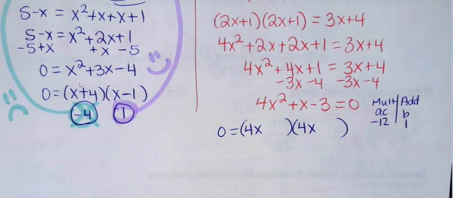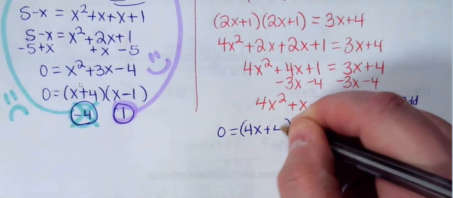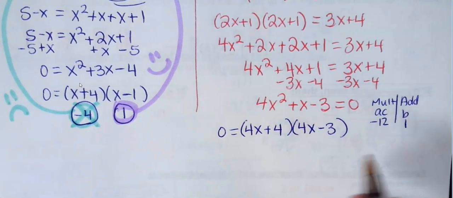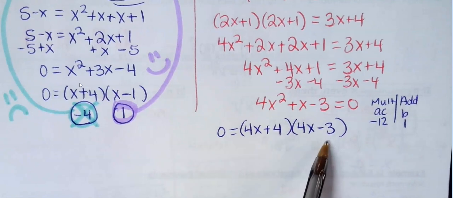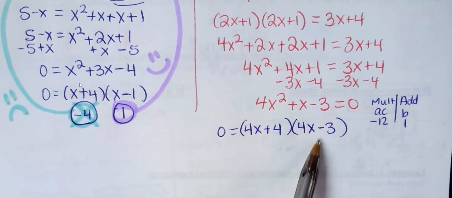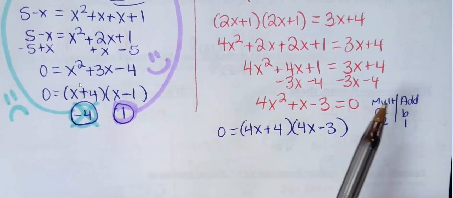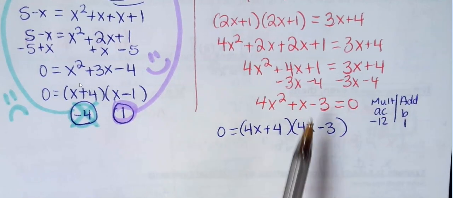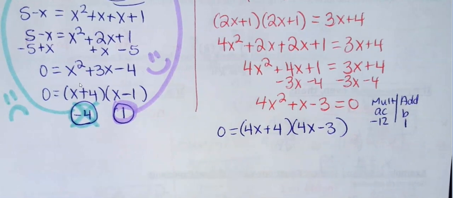Now, two numbers multiply to get negative 12 and add to get 1. I have to use 4 and negative 3. If I multiply 4 times negative 3, you get negative 12. If I take 4 plus a negative 3, you get 1. Now, you're looking at that going, that does not FOIL back to give me what I had, which is true. That's the little trick to this method.